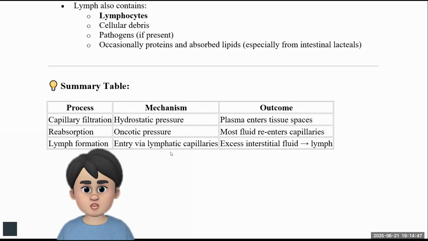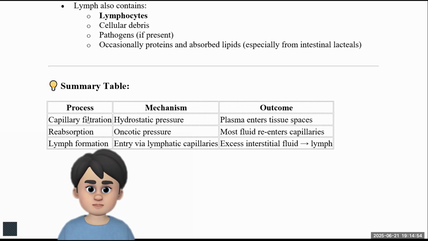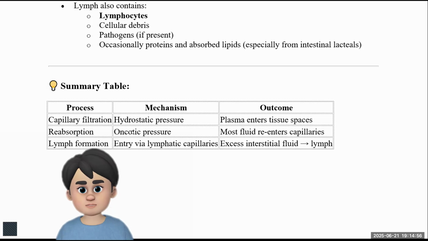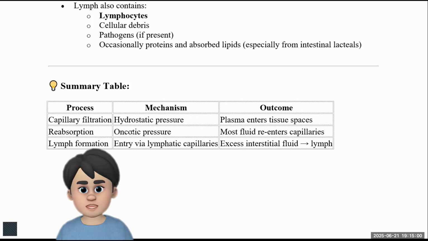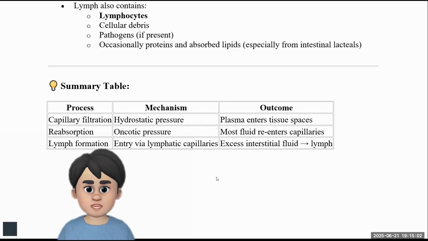Right. So if you look at this one now, here is the summary. Process: capillary filtration by hydrostatic pressure, outcome: plasma in the tissue space. Reabsorption by oncotic pressure: most fluid re-enters the capillaries. Lymph formation: entry via lymphatic capillaries, excess interstitial fluid becomes lymph, right?